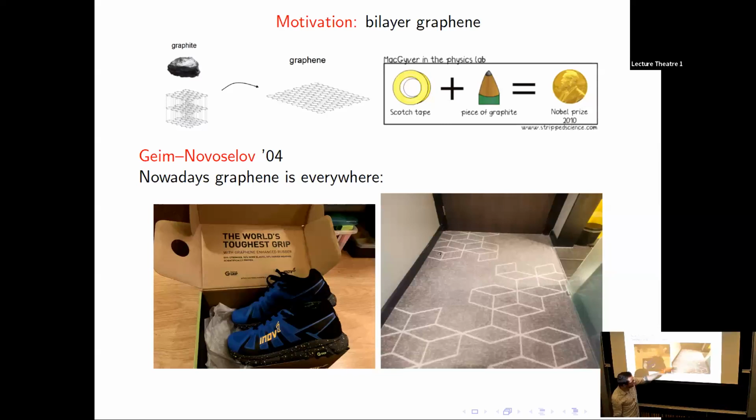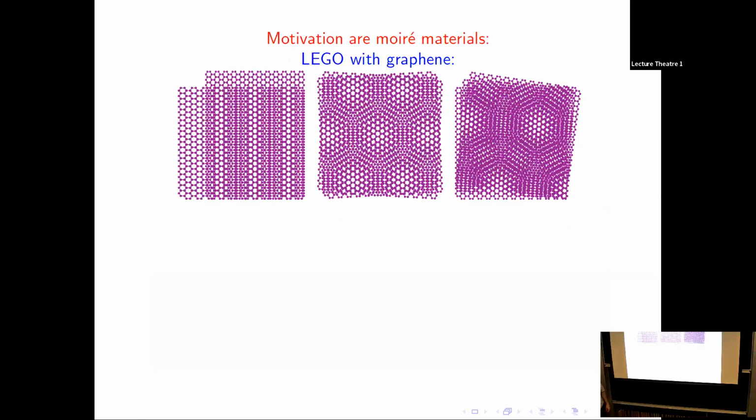We have also some honeycombs in our hotel. And what is interesting here is that we don't have just honeycombs, but some kind of stacked honeycombs, right? We have here the hexagonal lattice, and it seems like we have some kind of hexagonal lattice on top of that. And this is what I'm going to talk about: not just regular graphene, but stacked layers of graphene, and these are the moire materials.